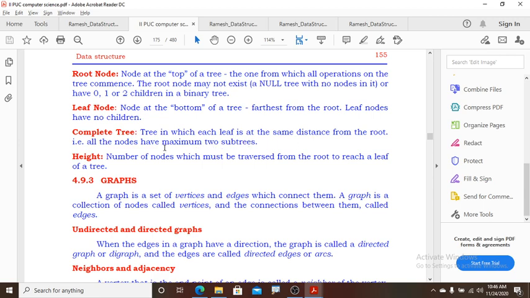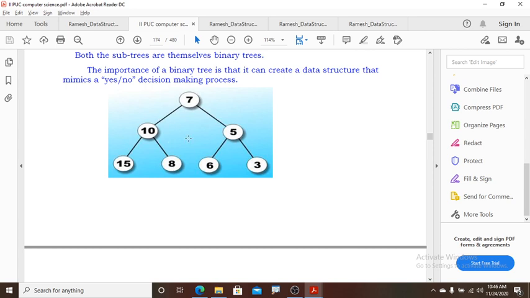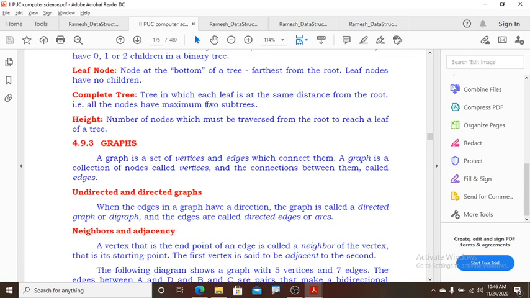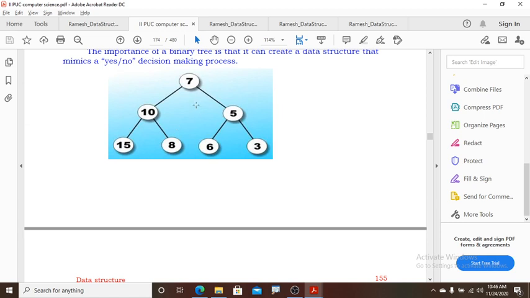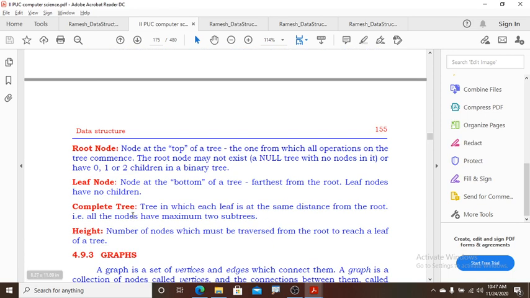Suppose this is a binary tree, is it a complete tree? How can we say? From this leaf to the root is the same distance, from this to the root the same distance, so it is a complete tree. The tree in which each leaf is at the same distance from the root, that is, all nodes have a maximum of 2 subtrees. These are 2 subtrees, this is one subtree, this is another subtree. So from this leaf node to the root node has some distance, the same distance as from this leaf node to this one, so we can say it is a complete tree.